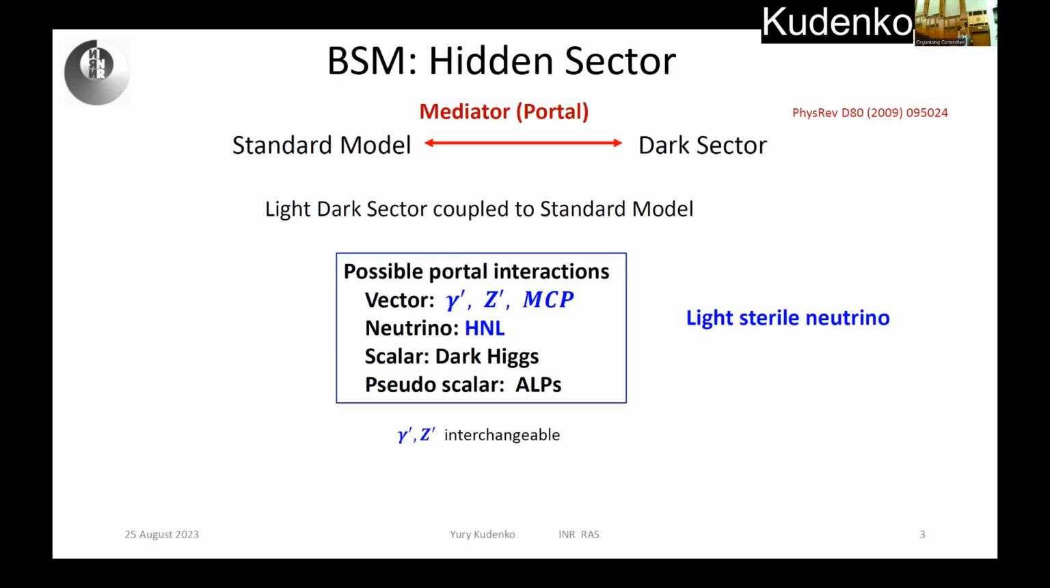It's a very popular approach: the dark sector and the standard model connect through so-called portals, and possible portal interactions. There is the vector portal, a dark photon Z prime, milli-charged particles. Then the neutrino portal with heavy neutral leptons or heavy neutrinos. Then scalar, dark Higgs, and pseudoscalar axion-like particles. And also very important, of course, the light sterile neutrino. Of course, they are not in these portals, and predictions for them are not so clear. It's just experimental hints, so I will show you. I would like to mention here that dark photon and Z prime are interchangeable.